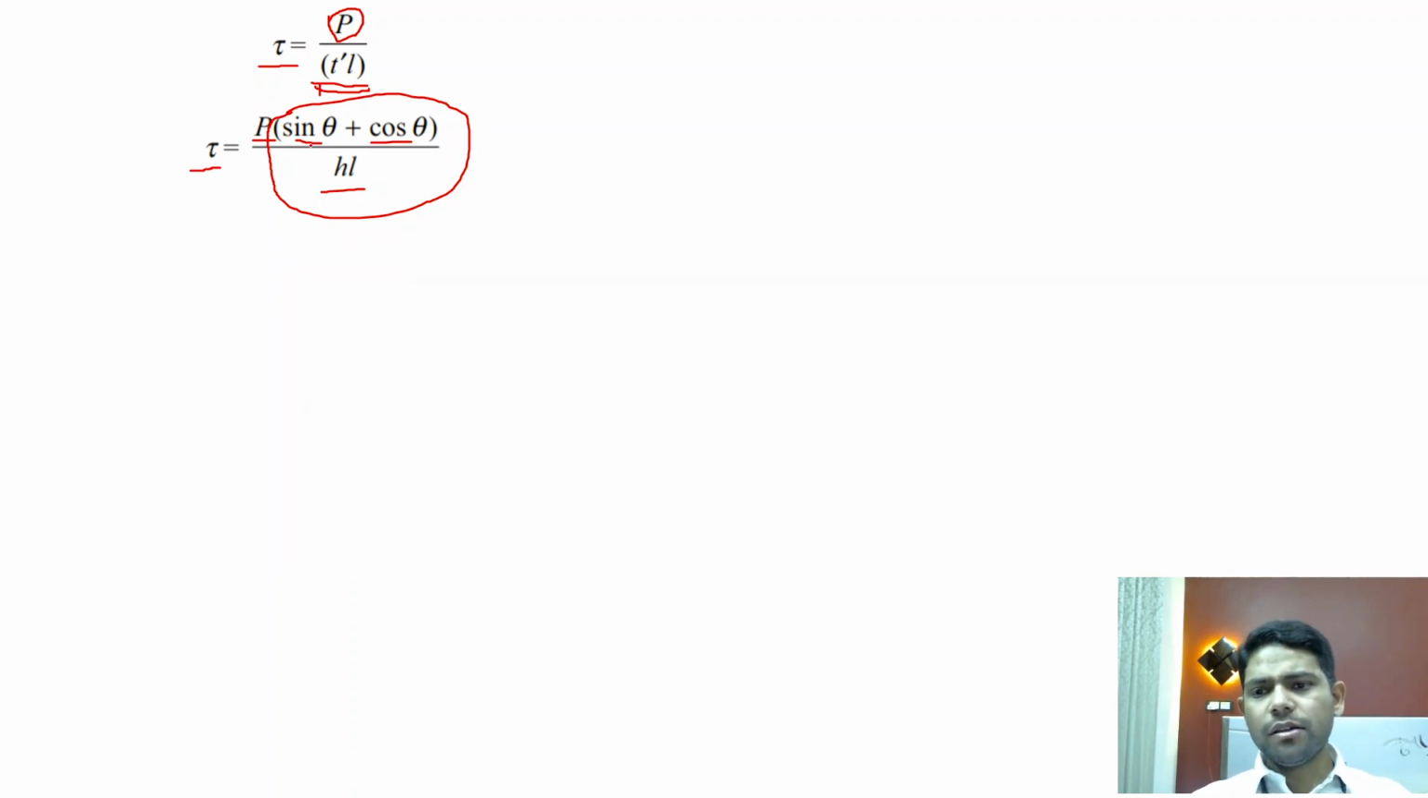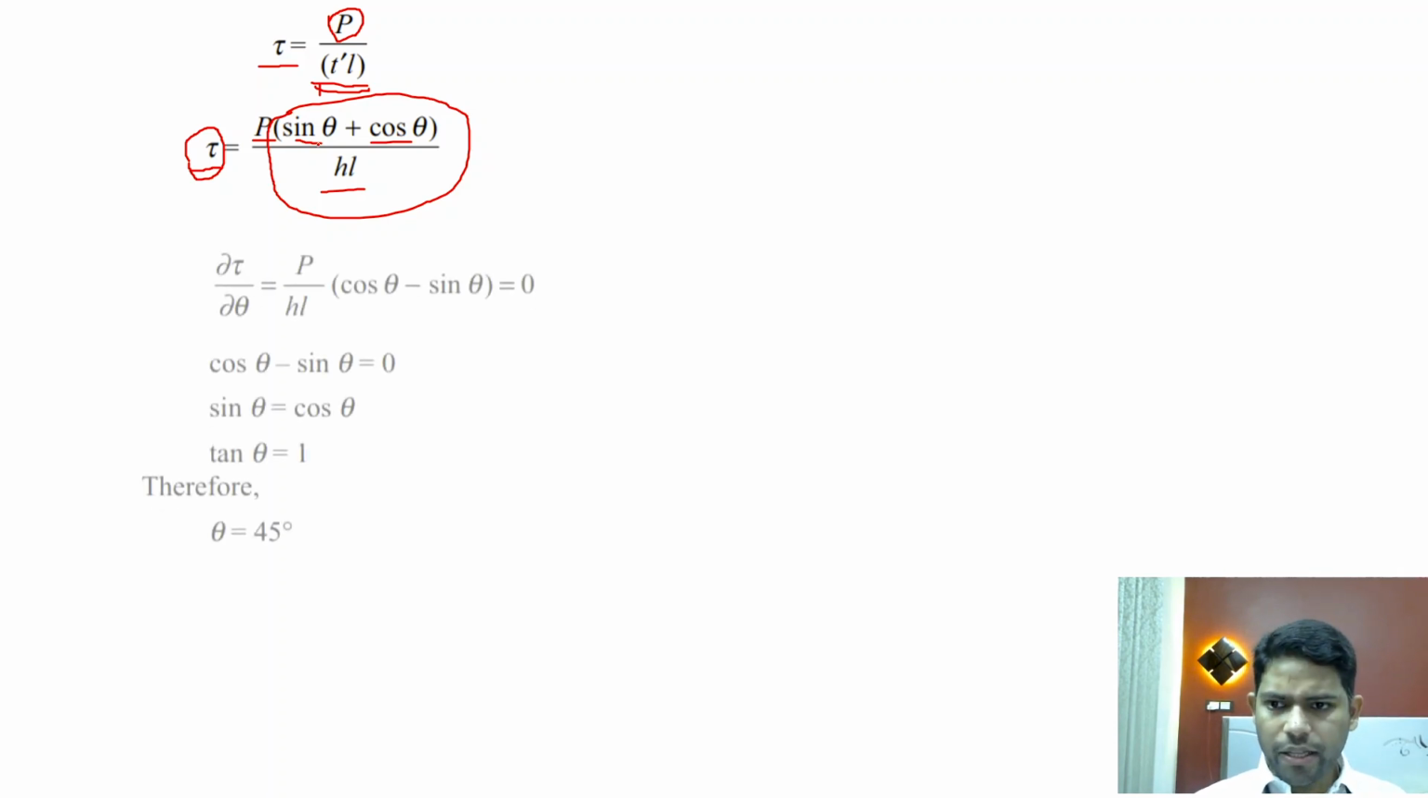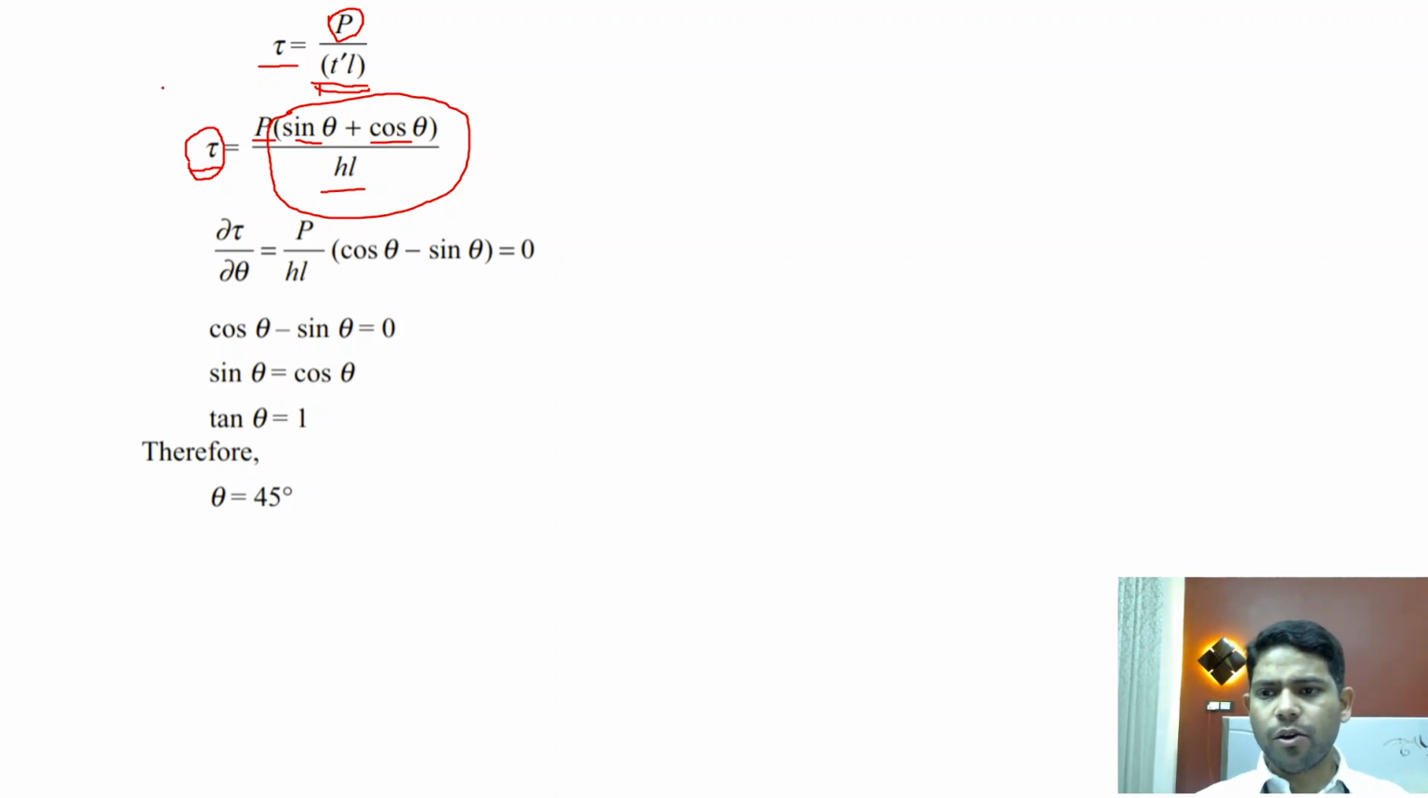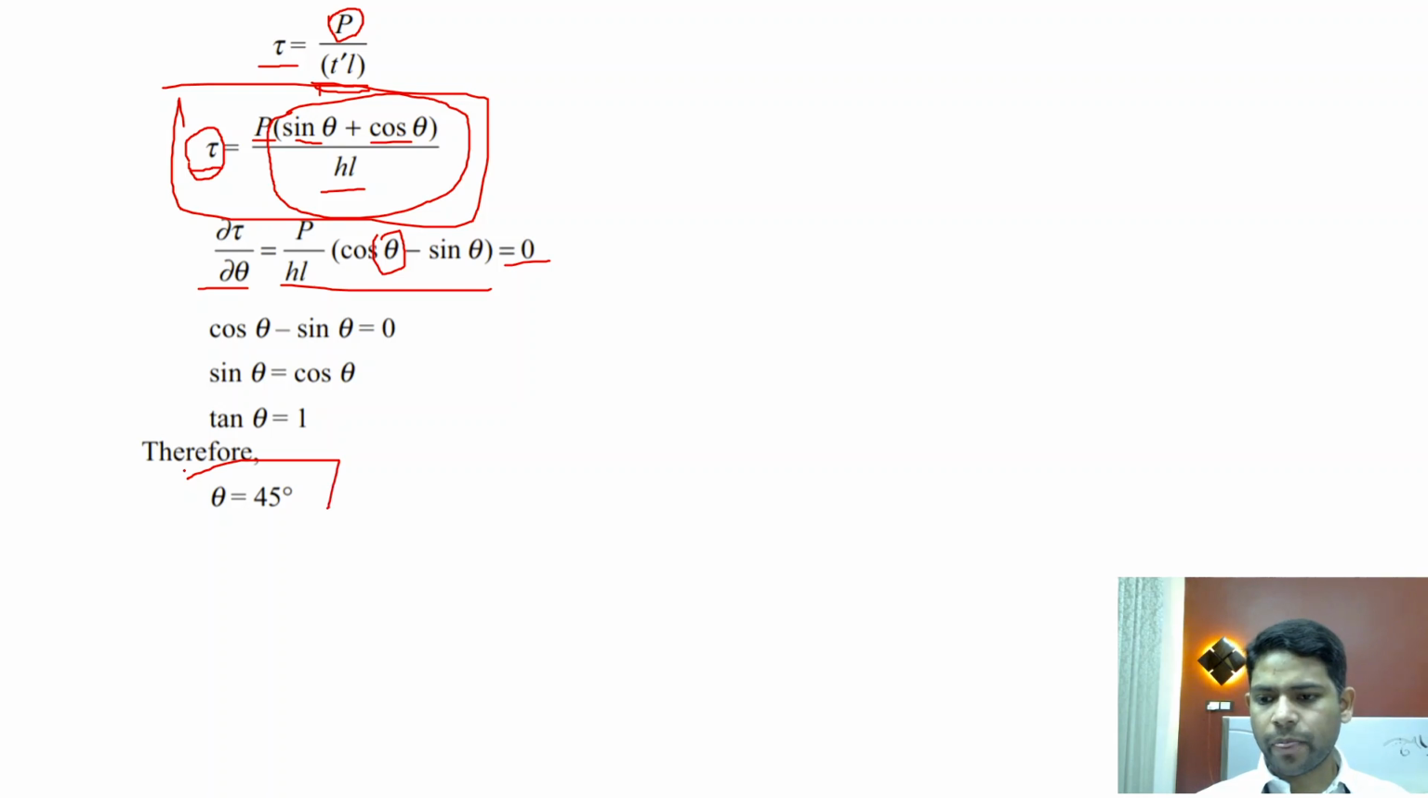Now, in order to find out the inclination theta where your shear stress is maximum, we will differentiate this equation with respect to theta and then equate it equal to 0. So in these equations you can see that I have differentiated the above equation with respect to theta and then equated it equal to 0. From this equation I'll get the value of theta as 45 degrees. So 45 degree is the inclination of the plane where the maximum shear stress is induced in case of parallel fillet weld.